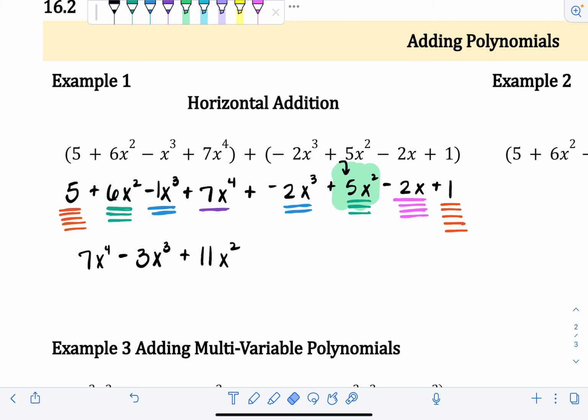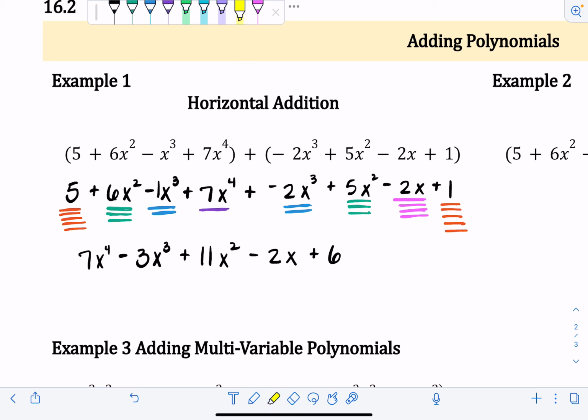Okay, and then we'll go down to x to the first power. So I have this negative 2x, and there's no other, just x to the first power. So I would just bring that down. So minus 2x. And then last, I have my constant terms. So those are the ones without a variable. So I have a 5 and a 1. So I would add 5 plus 1 to get plus 6 at the end.